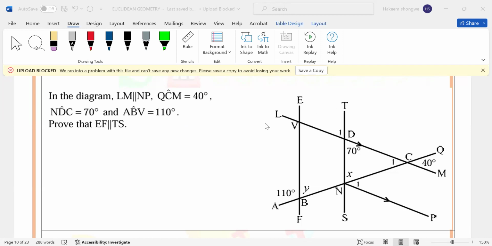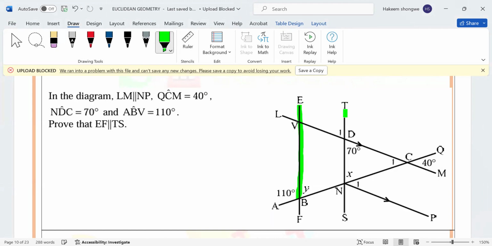Let's look at the diagram. LM is parallel to NP, okay? Then angle DC, this angle here, is 70. Then they said angle BV, this angle here, okay? So they're saying that you should show that this line here is parallel to this line here. That's what you are required to prove.